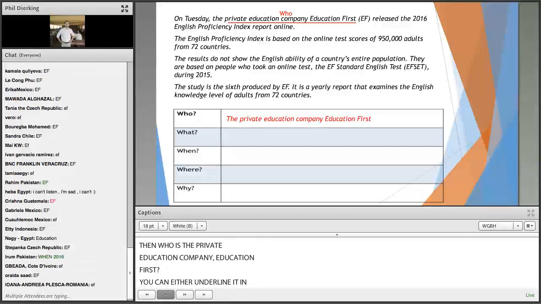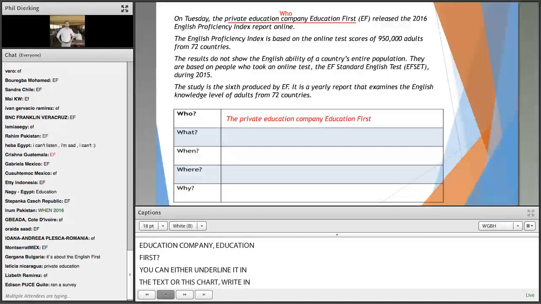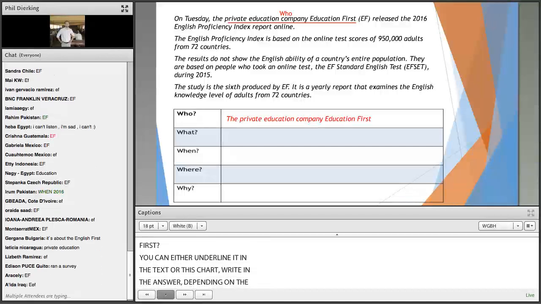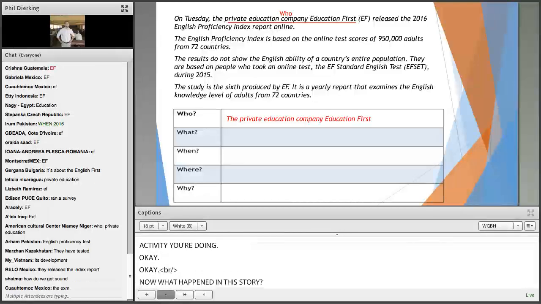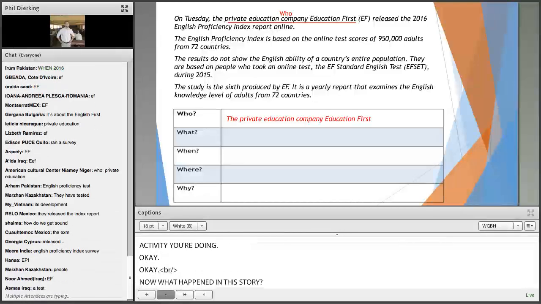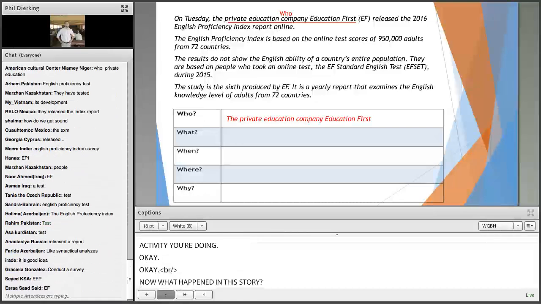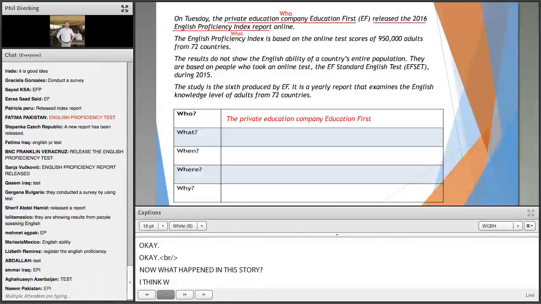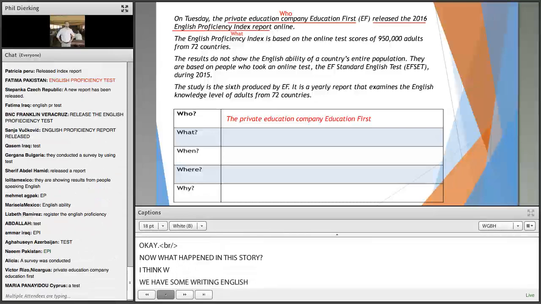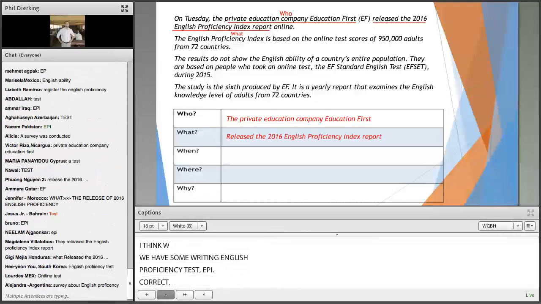All right, well now what happened? What happened in this story? We ran a survey. We have someone writing English proficiency test, English proficiency index, EPI. Excellent. Correct. What happened is they released the 2016 English proficiency index report online. So I have it underlined and written in.